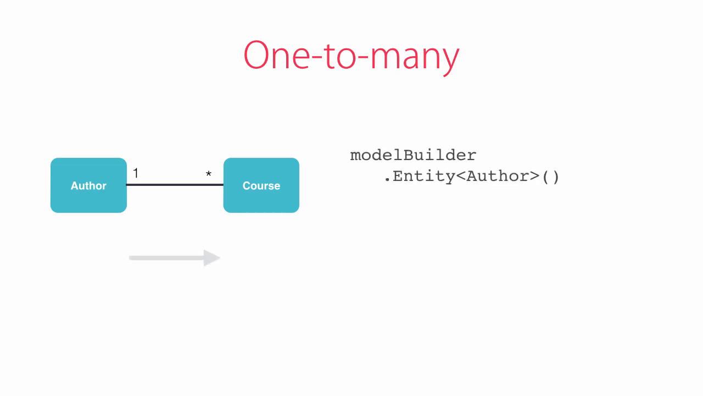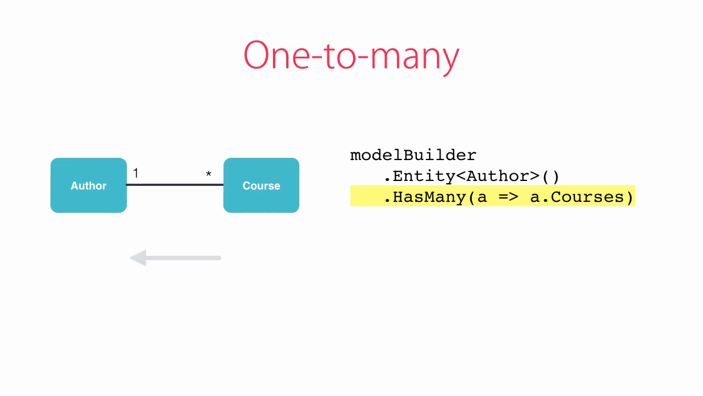So we start with modelBuilder.Entity to get a reference to the author type. Now, because an author has many courses, we call the hasMany method. Note that this method takes a lambda expression. So here a is short for author, and we are specifying that the Courses property in the author class is a navigation property to the end of the relationship. Okay, so this is the configuration from one side to another.